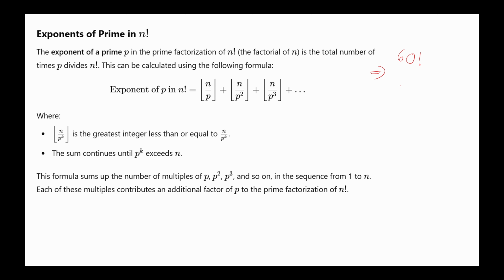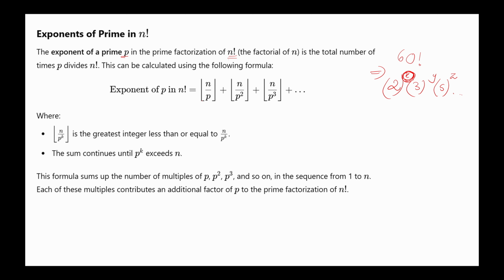So I can write down 60 factorial as 2 to the power x, 3 to the power y, 5 to the power z and so on, all prime numbers, because they are getting included in it. So what we have to find out is the exponent of that prime number. Our prime number is p, our exponent is what we are going to find out, and n factorial is the number that is given to us.